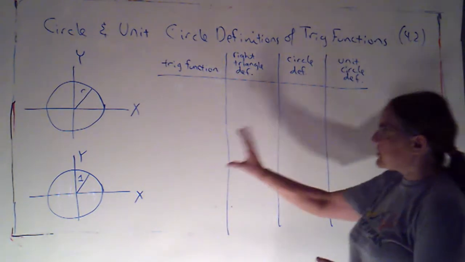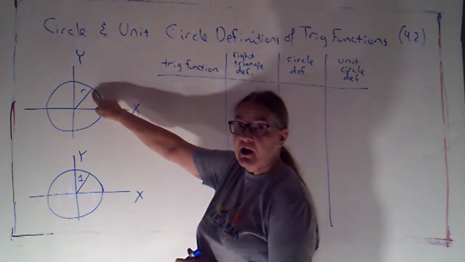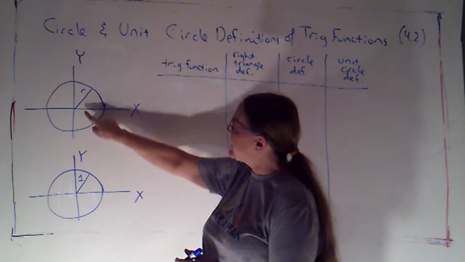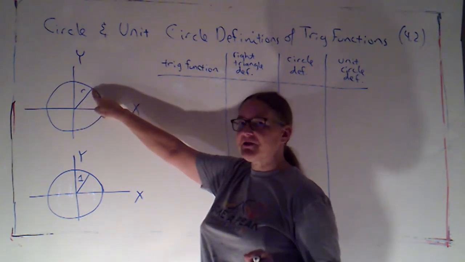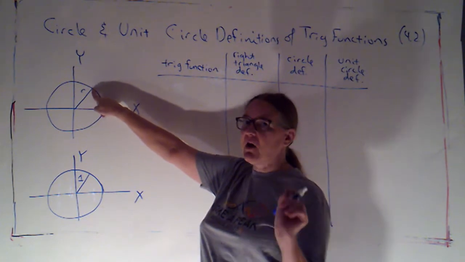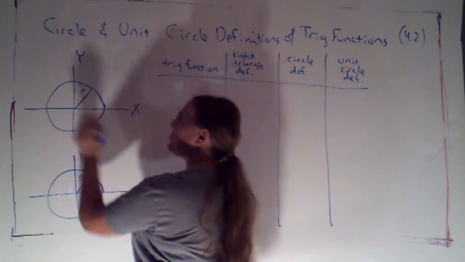Now, there are the circle definitions, and that would be for an arbitrary circle of radius r. I've drawn a circle here centered at the origin with radius r. By definition, the radius of a circle is a positive number, so r can never be negative. I've drawn that here on the xy plane.